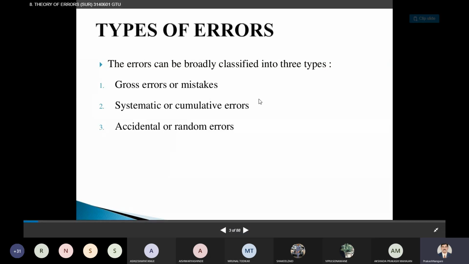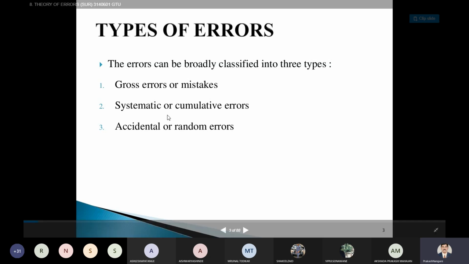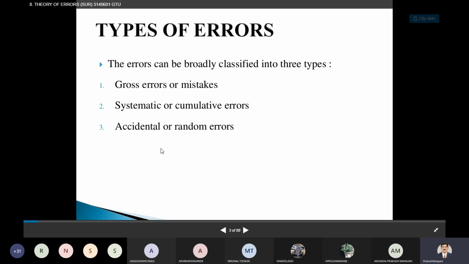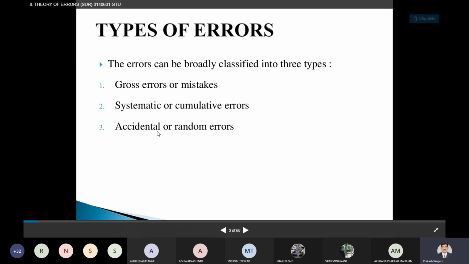Now let us see what types of errors occur in geodetic surveying. Errors can be broadly classified into three categories. Note down these three types of errors. The first one is the gross error, called a mistake; the second is the systematic error, or cumulative error; and the third is the accidental error.